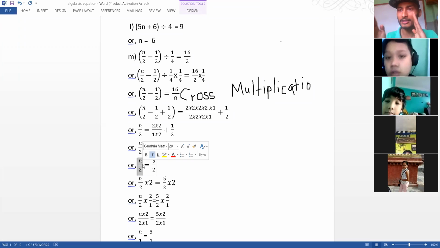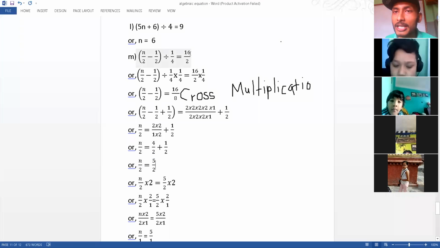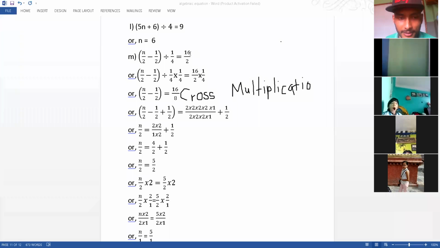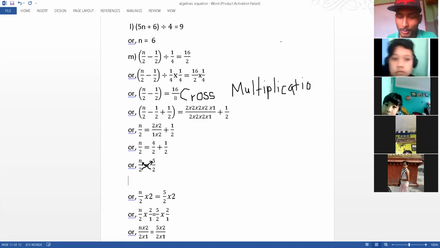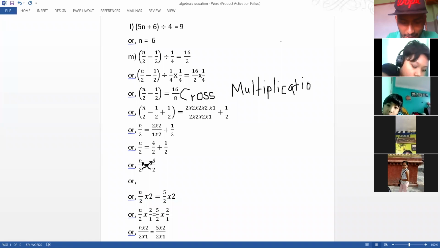When you have one fraction on each side of equals to, what you can do is cross multiply the numbers. Cross multiply means you cross like this, multiply. Everyone pay attention. Here n is multiplying 2, so n multiply 2 equals to 5 multiply 2.